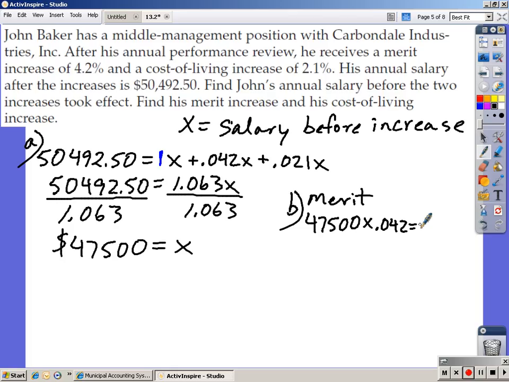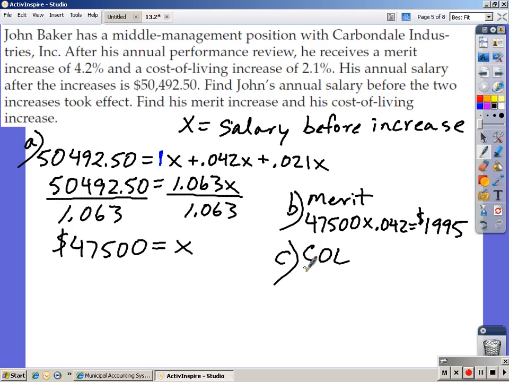And you get $1,995 as a merit increase. Okay? Part C wants us to find the cost of living. I'm just going to represent that by COL, cost of living.